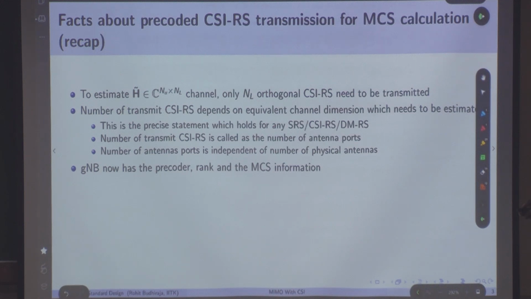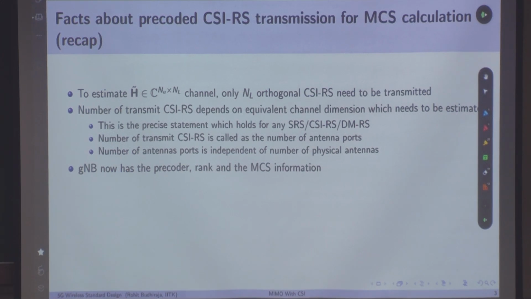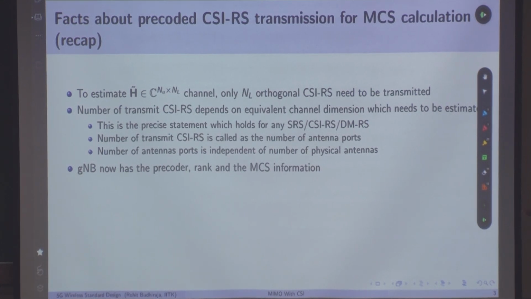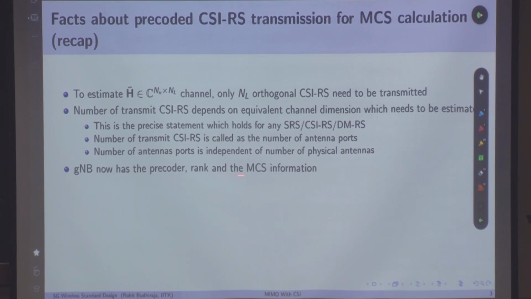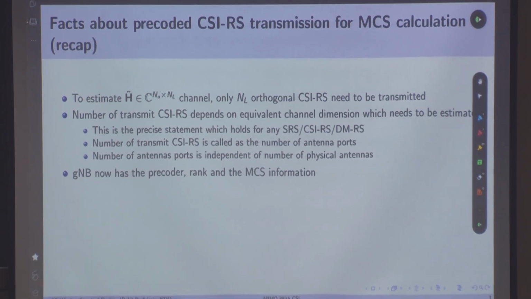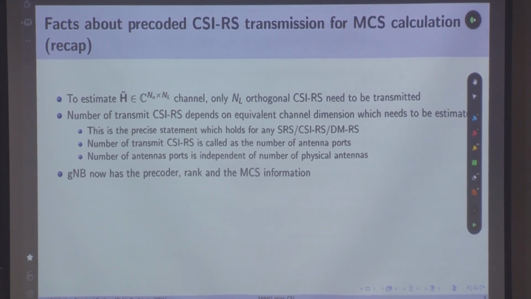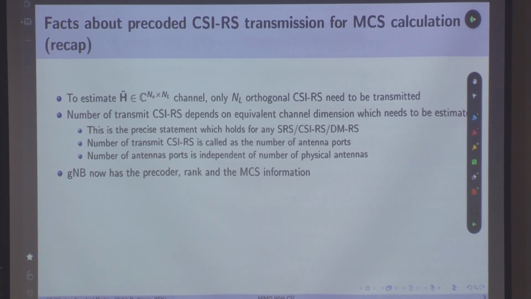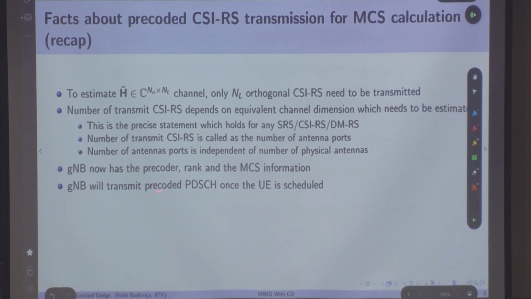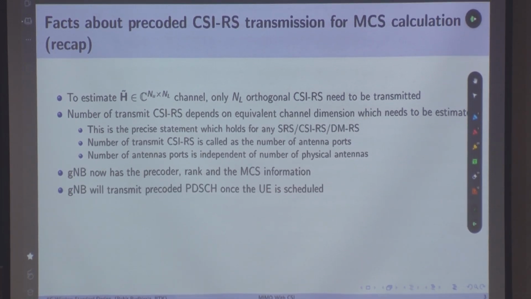Now all the problems are solved, wherein the gNB now has the precoder, it has the rank, it has the MCS information. How will you know the rank? Because rank is the rank of the precoded channel. MCS information we figured out how it can be calculated. So it has everything. So it is ready to do the precoded MIMO PDSCH transmission, once the UE is scheduled.